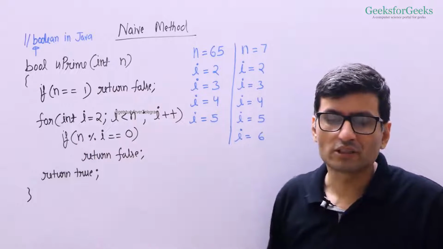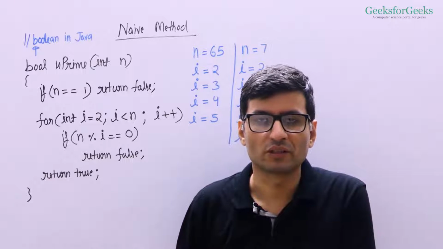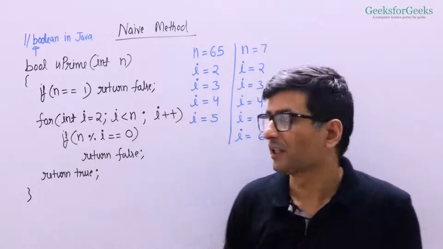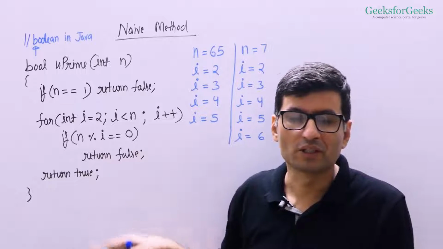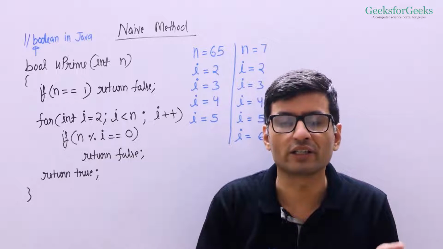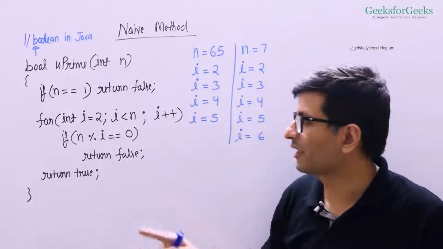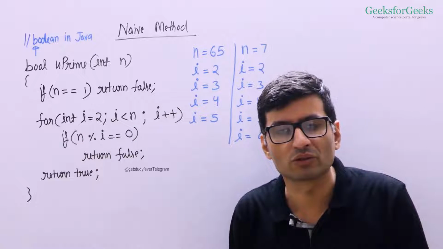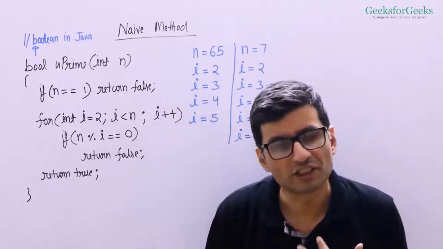For other numbers, we are simply running a loop from i equal to 2 to n minus 1. And for every i, we are checking if i divides n or not. If i divides n, then n cannot be a prime number, because for n to be a prime number, the only numbers that divide it should be 1 and n. And we have excluded 1 and n. We are running for other numbers from 2 to n minus 1. And if we find any of those numbers dividing n, it means n cannot be prime. So that's the simple idea.